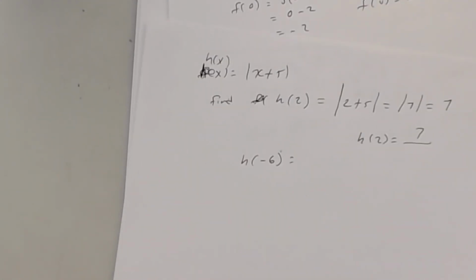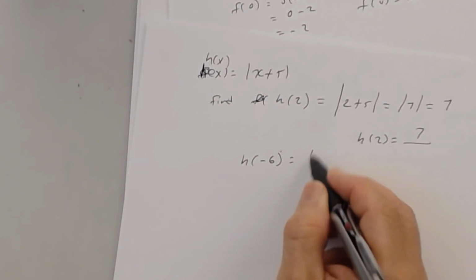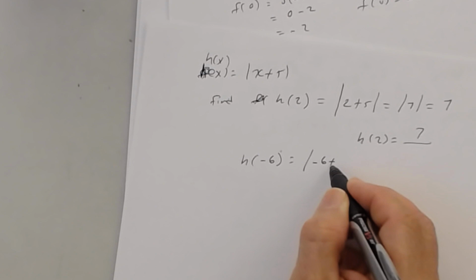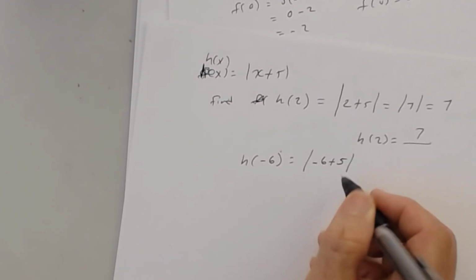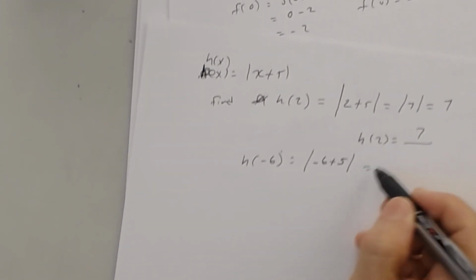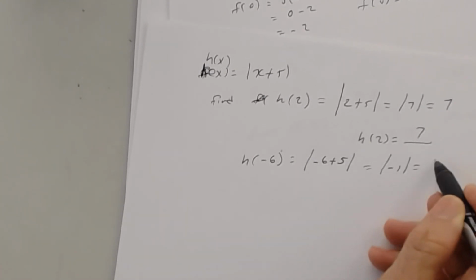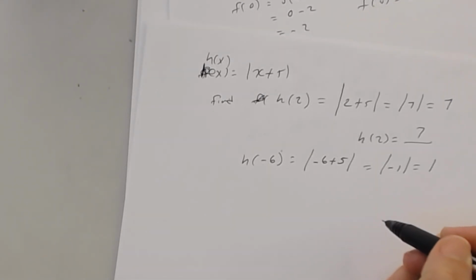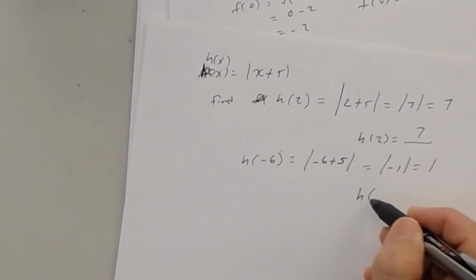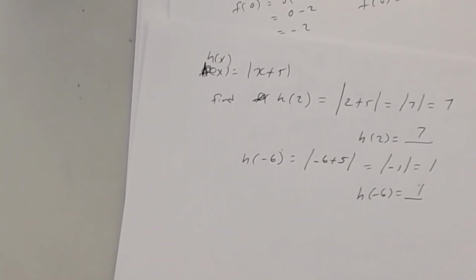All right, let's find h of negative 6. Again, where we see the variable x, what do you plug in? Negative 6. So it becomes the absolute value of negative 6 plus 5. Now remember, you do what's inside the absolute value bars first. What's negative 6 plus 5? Negative 1. Don't throw away the absolute value bars. What's the absolute value of negative 1? Positive 1. And so in the blank, h of negative 6 equals 1. And that's all that is.